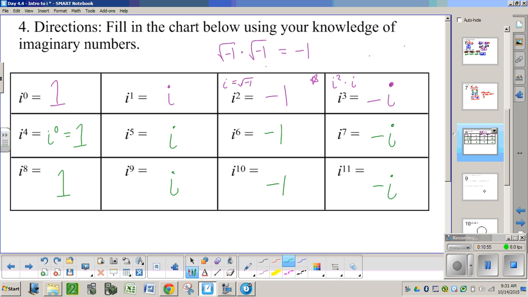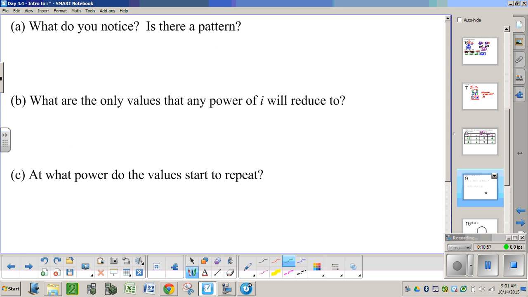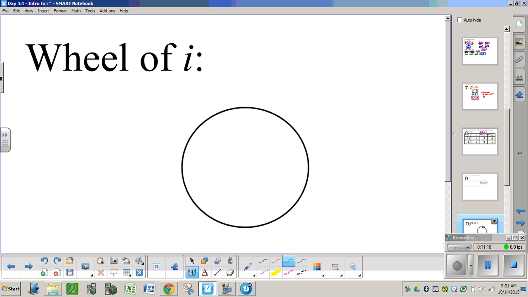Okay, so there is a pattern that happens. We notice that everything simplifies down into either 1, i, negative 1, or negative i. And the only powers that your i will ever reduce to are 0, 1, 2, or 3. After you start hitting multiples of 4, it starts to repeat when you reduce it. So we've created what's called the wheel of i. You're going to want to be able to recreate this, so memorize it.